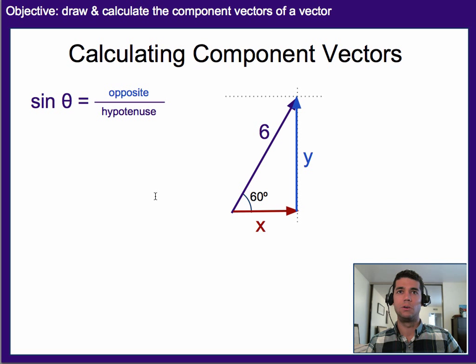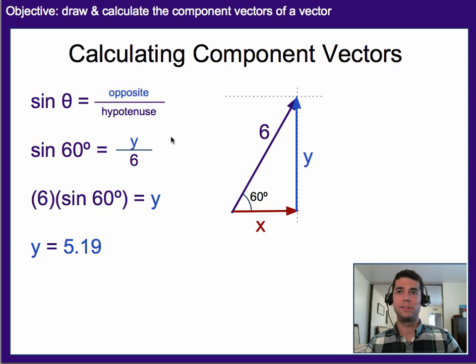If we want to figure out the y component, then in this case it's going to be using sine, since sine is opposite over hypotenuse from our angle. So we'd plug those values in. We don't know the value of y, but we do know the hypotenuse is 6, so I'd plug that in. To solve, you would multiply both sides by 6, which gives you 6 times sine 60, and you'd solve that and figure out that y equals 5.19.